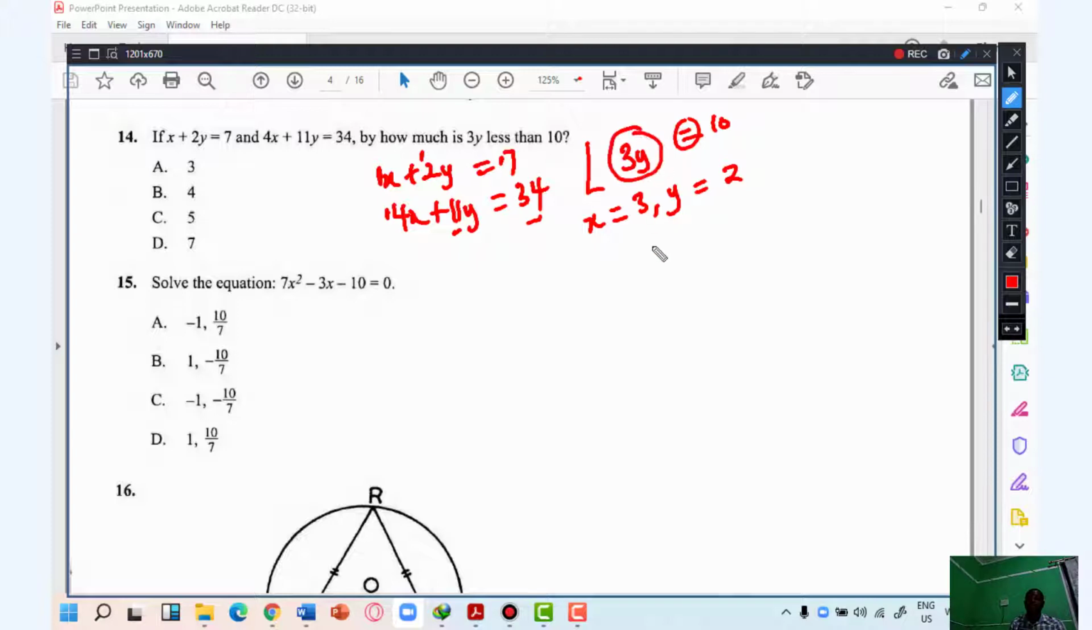So 3y will be 3 times 2, which is 6. So by how much is 3y less than 10? So it's less than 10 by 4. So it's 10 minus 6 to give us 4. So the answer is what? 4. We have to solve this equation.